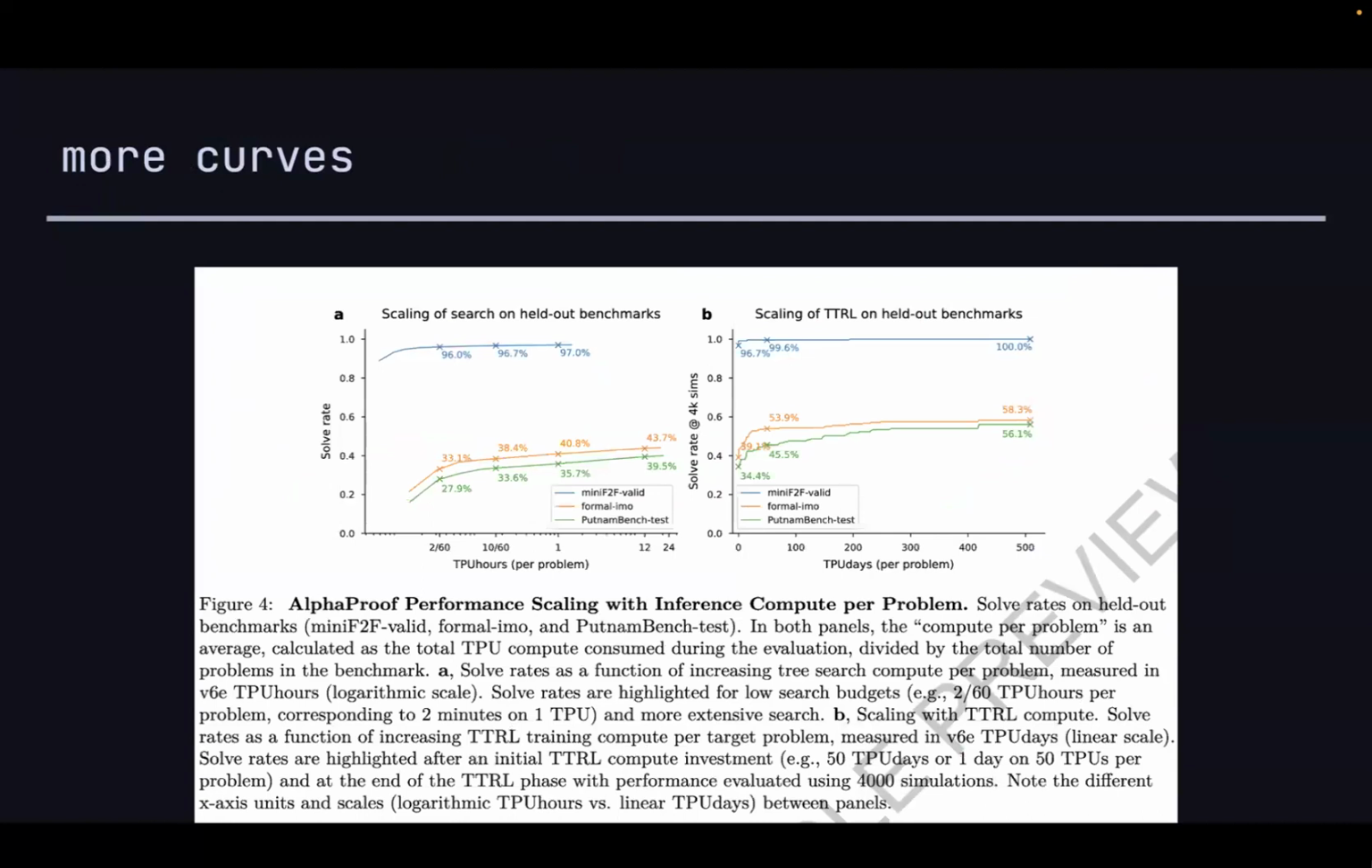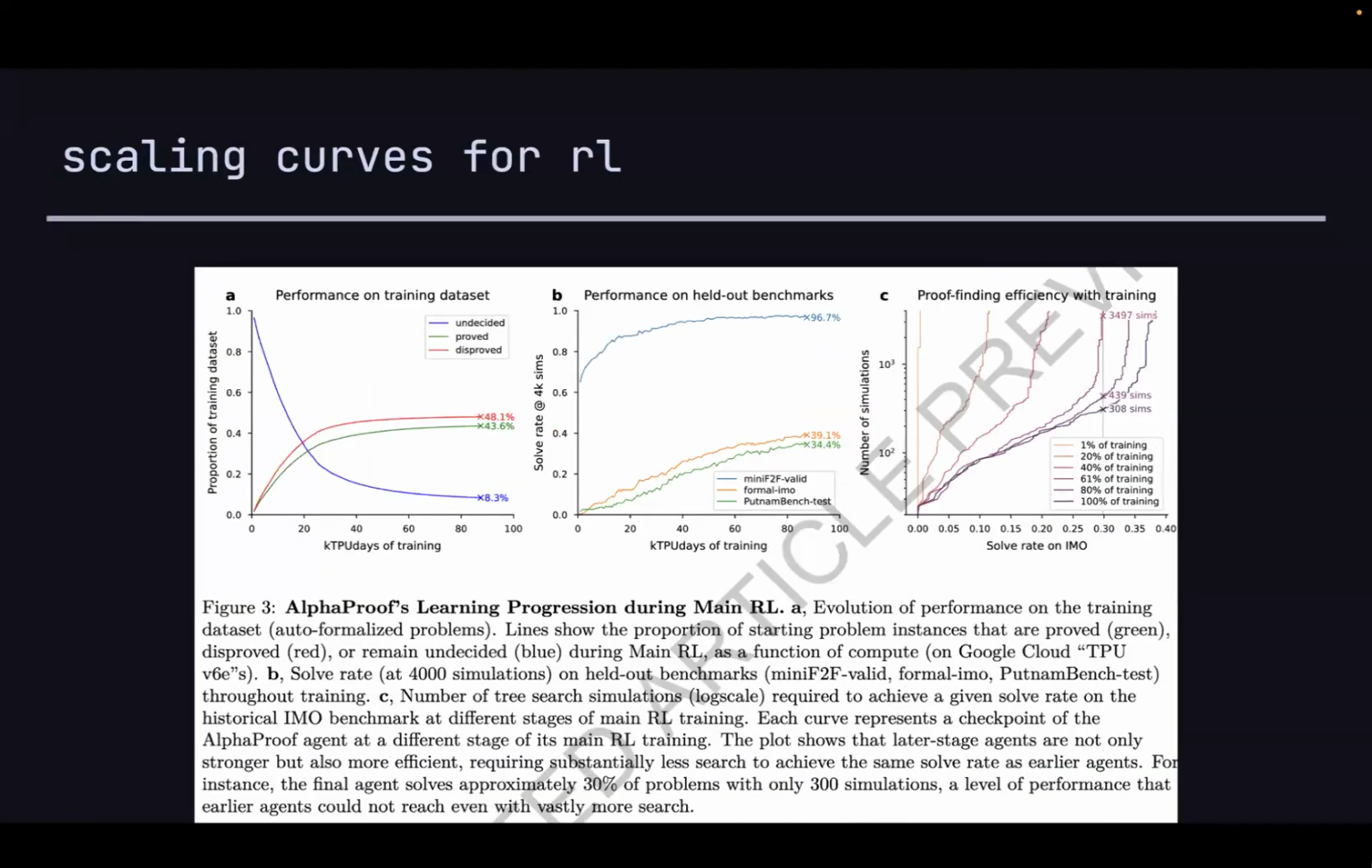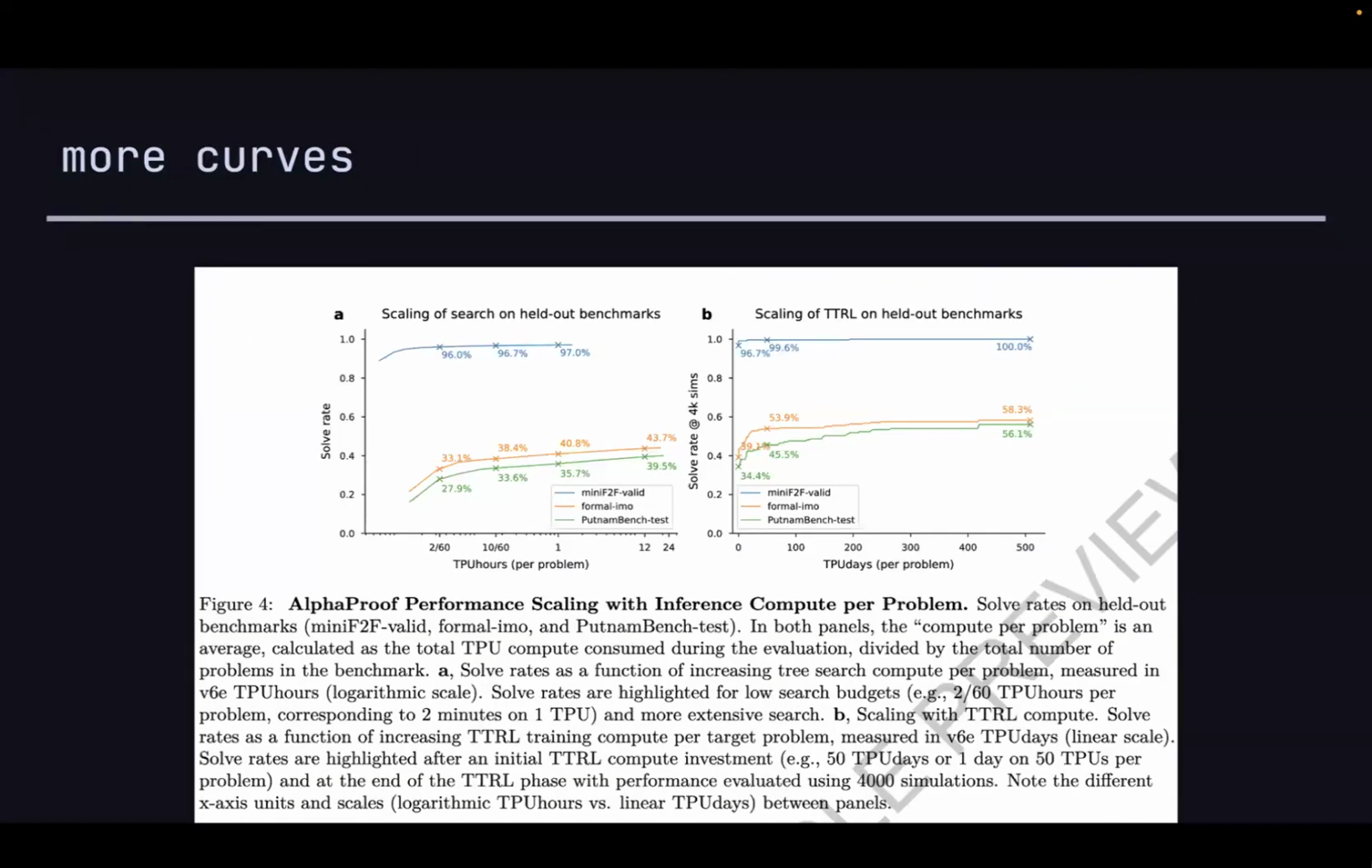Okay, so even more curves. You also have scaling of search, which is the budget that you allocate to your tree search. The previous slide was compute allocated to the RL training, and this is for tree search and also TTRL, test time RL. And you can see even more sigmoids, or even more log scaling curves.